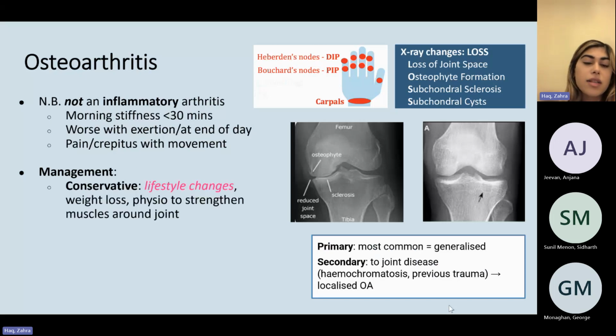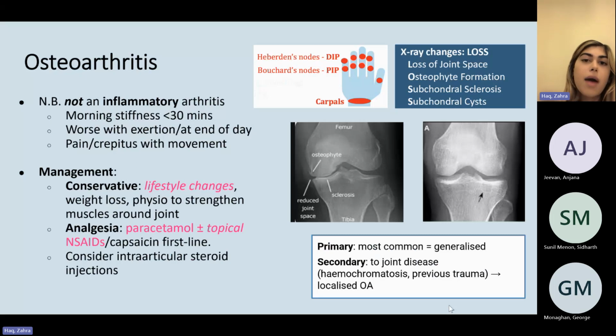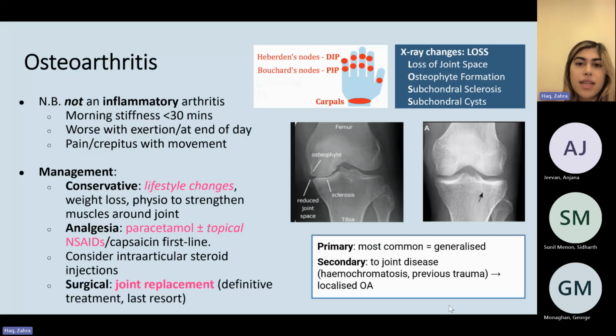So in terms of the management of osteoarthritis, pretty conservative for the first part. So lifestyle changes, weight loss, physio, muscle strengthening exercises. However, if the pain is unbearable and conservative management isn't working, we'll give paracetamol, topical NSAIDs, capsaicin cream, first line, and also intra-articular steroid injections. But this is normally after we've tried oral analgesics. And then the definitive treatment, of course, is a joint replacement. I'm sure you've heard of hip replacements for osteoarthritis of the hip joints too.